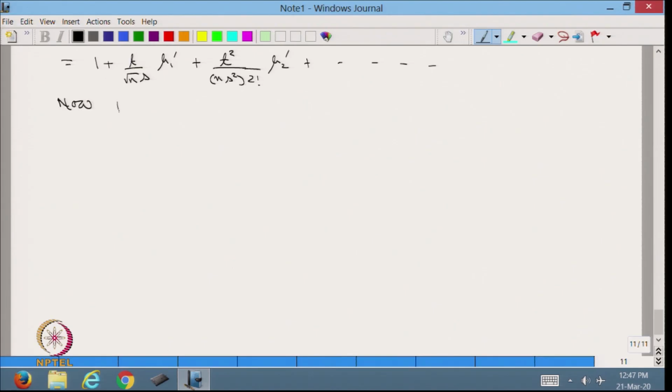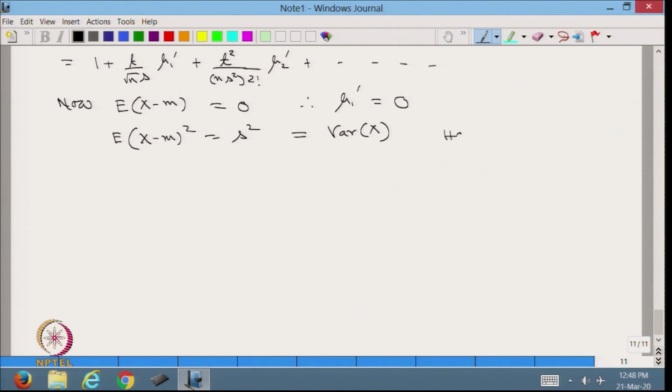Now, the expected value of x minus m is equal to 0. Therefore, mu 1 prime is equal to 0. The expected value of (x minus m) whole square is equal to s square, because it is the variance of x. Hence mu 2 prime is equal to s square.